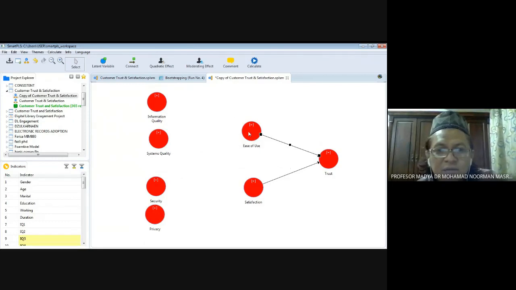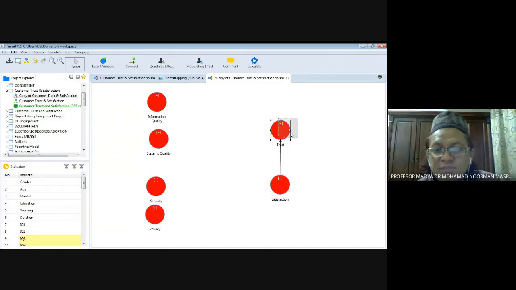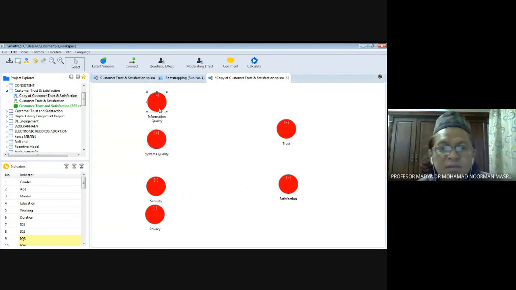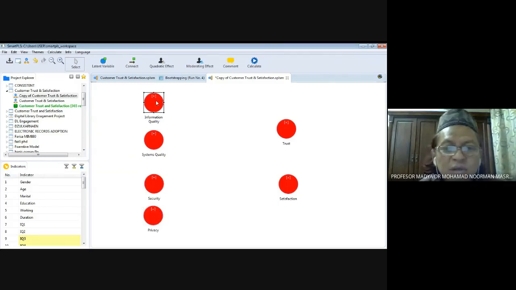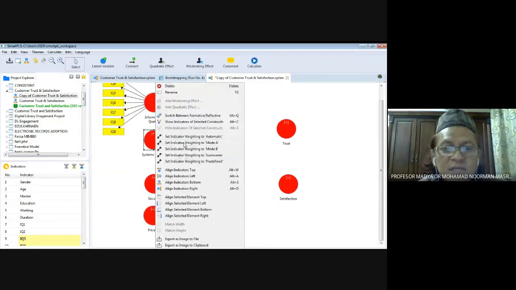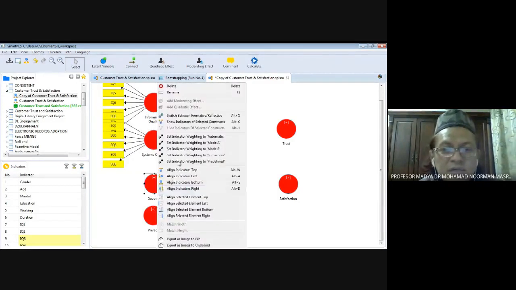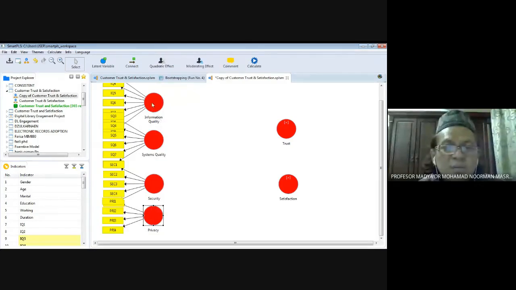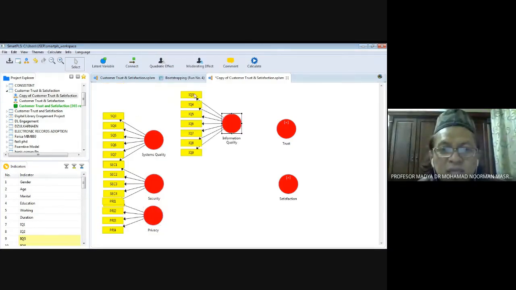I think ease of use is not there. I'm not going to use ease of use, trust and satisfaction only. So now I'm going to show all the items. Show indicators. Here information quality is from 3, 4, 5, 6, 7, 8, 9.